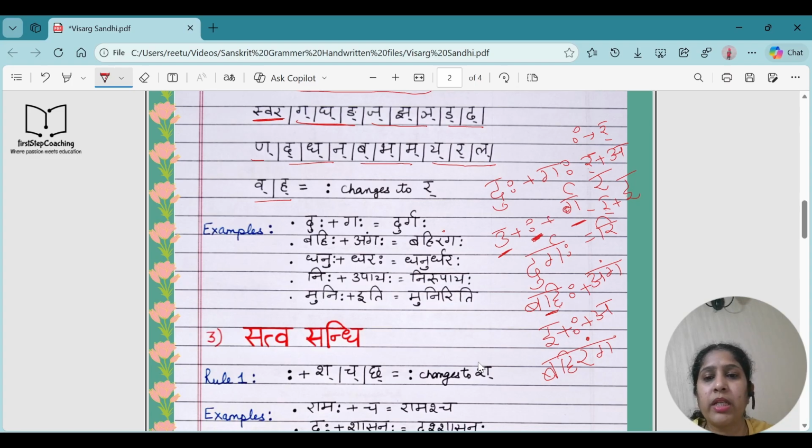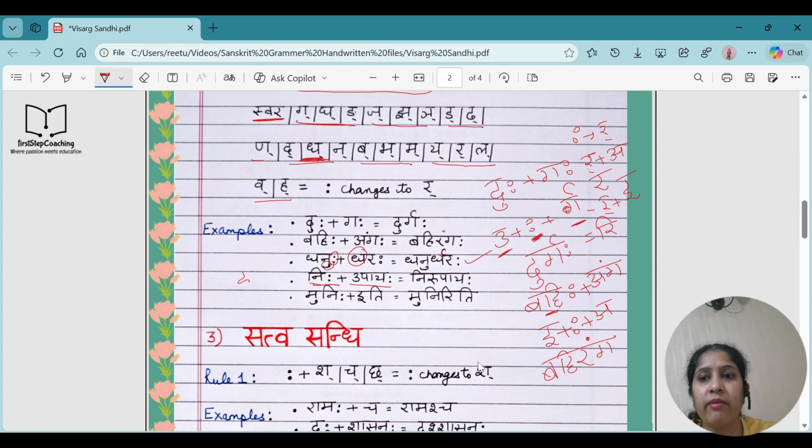So it will become bahirangaha. Correct? Now, if we see the next example, dhanuhu plus dharaha became dhanurdharaha. So it is ending with a u and a visarg and then a dha, right? So dha is there in our options. So the visarg is going to change to ra, and then dha is a vyanjan, so the ra will come on the top of this, right? Dhanurdharaha.